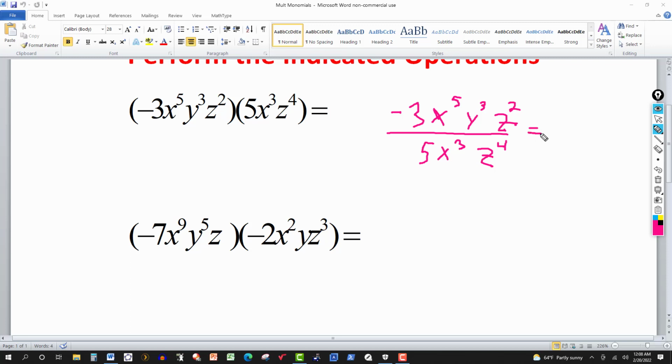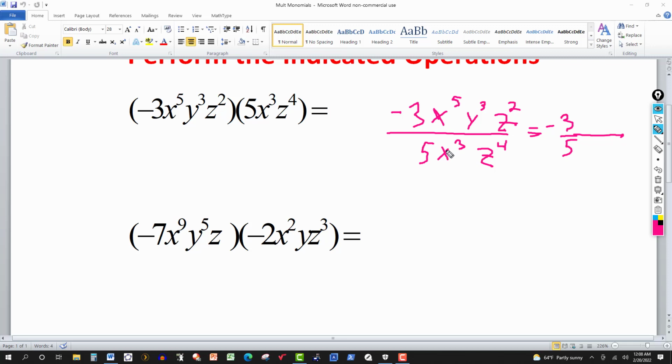So this is going to equal. Just like the multiplication, you do the coefficients first. So -3 divided by 5. 5 won't go into -3. So we just leave that as -3 over 5. So that's going to stay. And let me just do it this way here. And then just look at this separately.